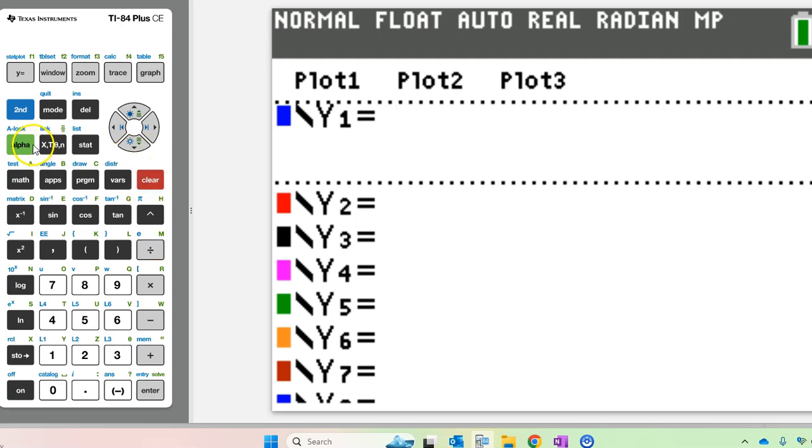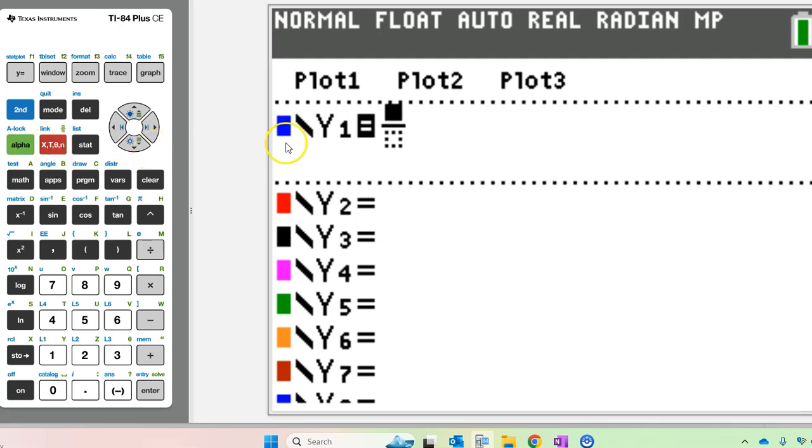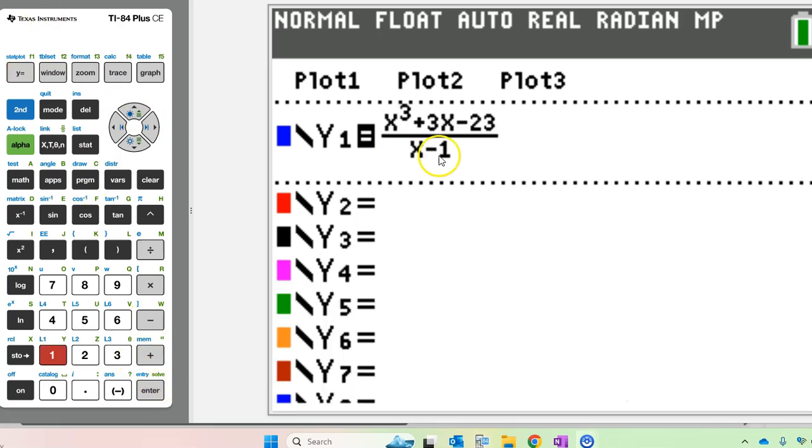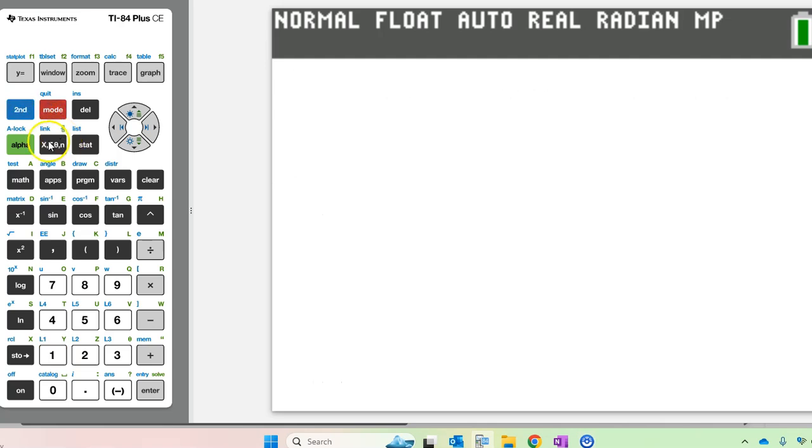If your software is up to date, you can just hit alpha x like that. Otherwise, you have to hit alpha y equals and then enter. Once you have it all typed in, quit your way out to a blank screen.